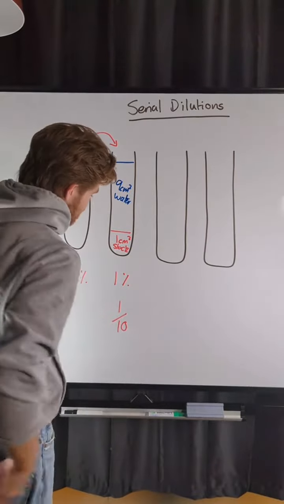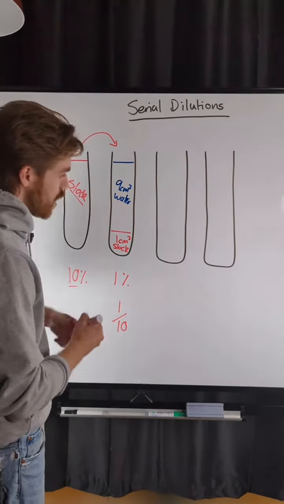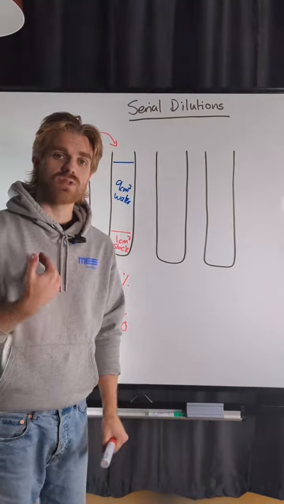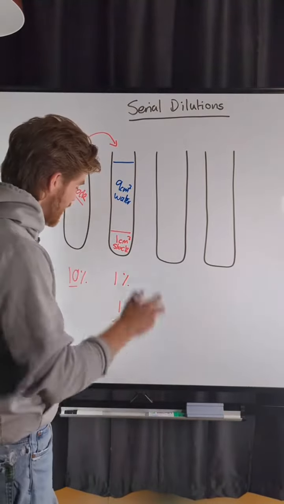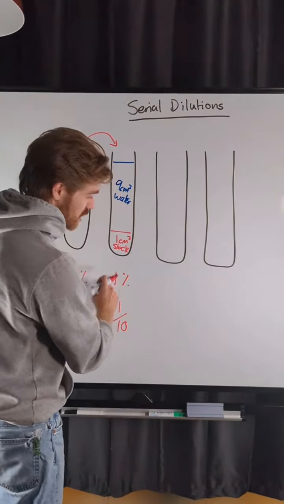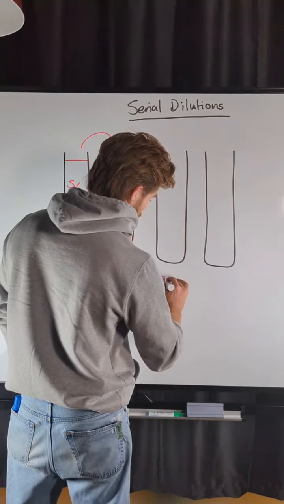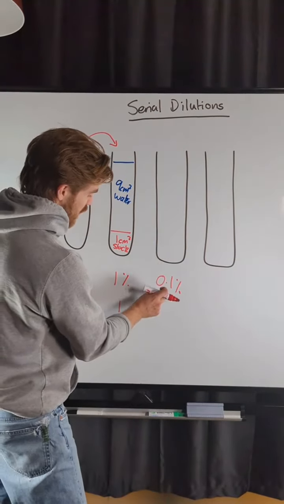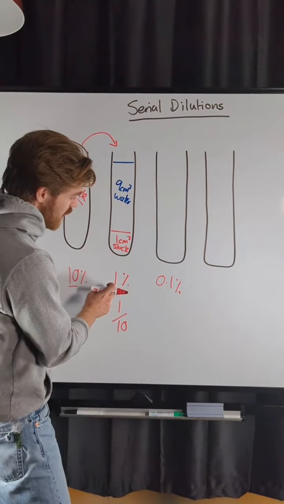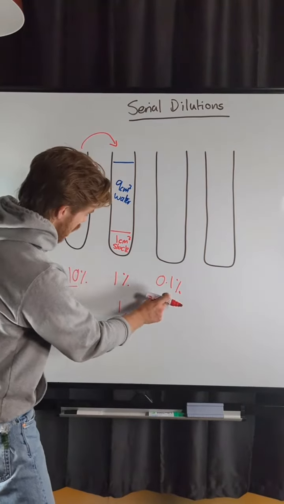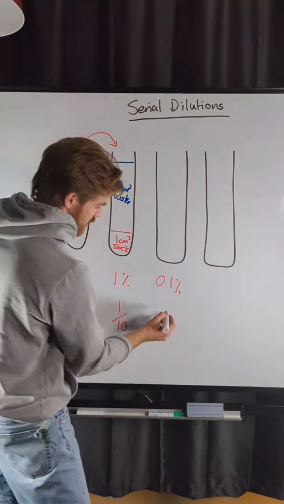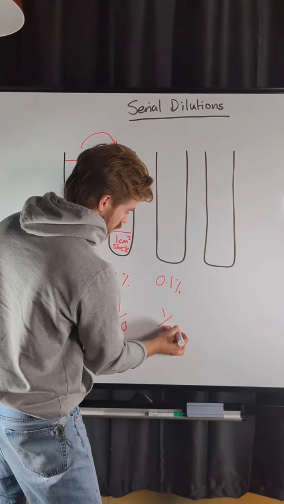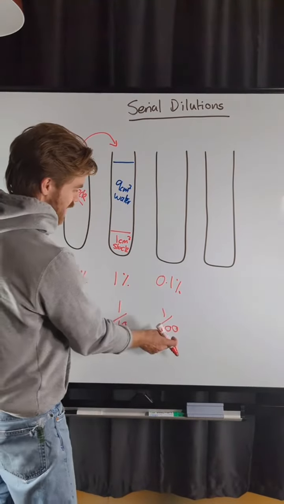But then what about our next dilution? Well, the next thing we're going to do is we're going to do a 10 times dilution again. So our 10 times dilution, we're going to take this, we're going to divide it by 10. So we're going to have 0.1%. And so 0.1%, well, that is 1/10 of this. And that means that it's going to be 1/100th of this one.